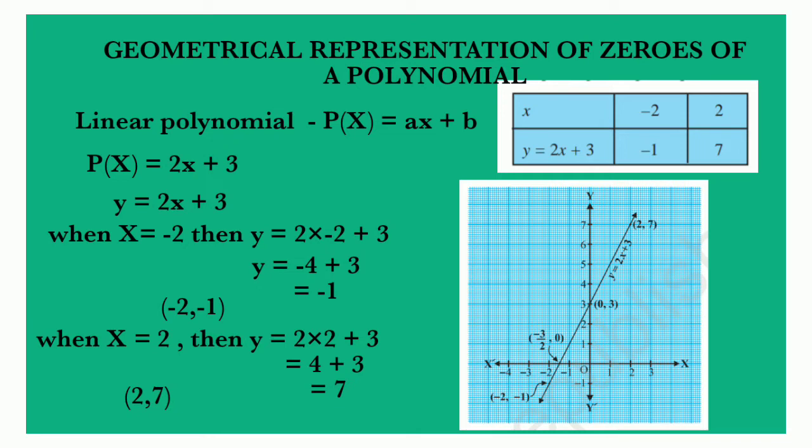Already you know the linear polynomial, the general form of linear polynomial is p of x equal to ax plus b. So we can take one example, p of x equal to 2x plus 3. So this p of x equal to 2x plus 3 can be written as y equal to 2x plus 3. So we have to find the x coordinate and y coordinate. You know x axis and y axis in the graphical representation.